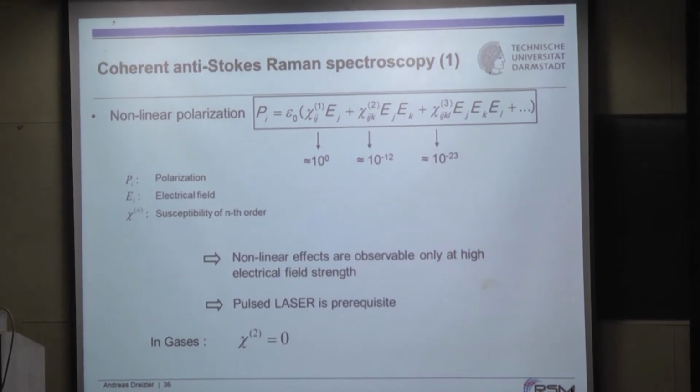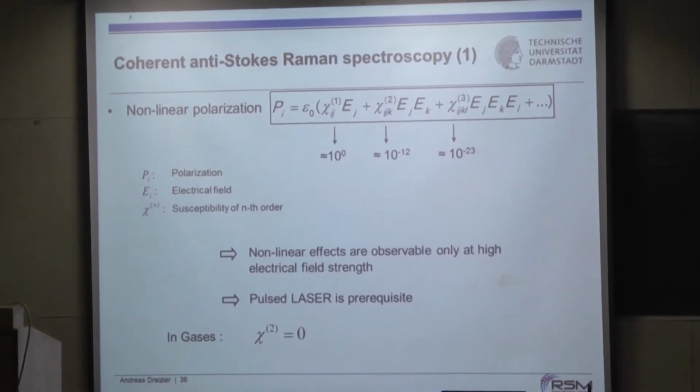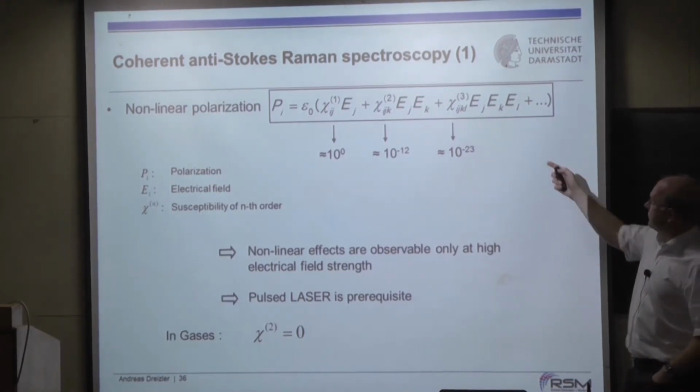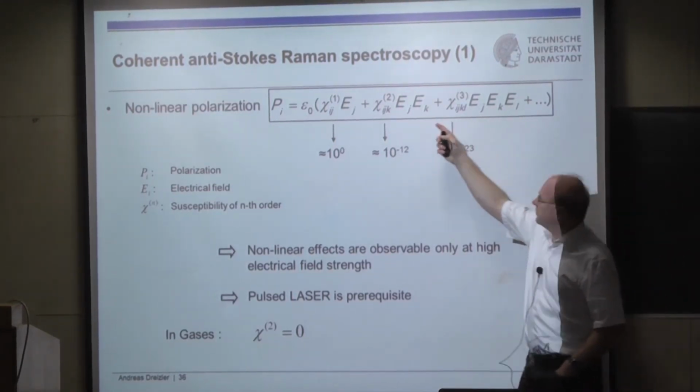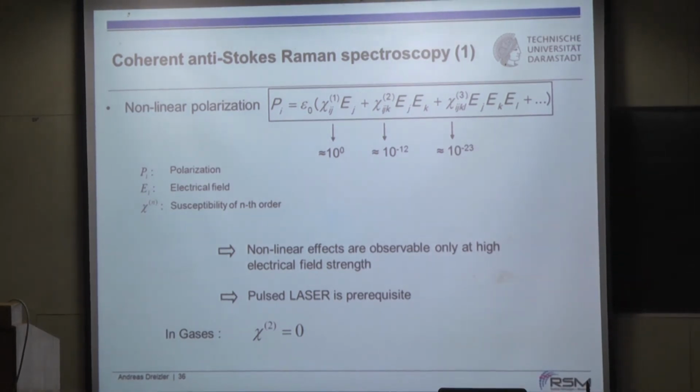And if you don't have any lasers, you stop here. However, in the case of lasers, where you have very strong electrical fields, you have higher orders, like second and third order. And you can easily show for gases, because of symmetry reasons, I won't go into detail, that chi2 here is always 0, whereas the lowest nonlinear order in gases is the K3 term. It's a third order term.